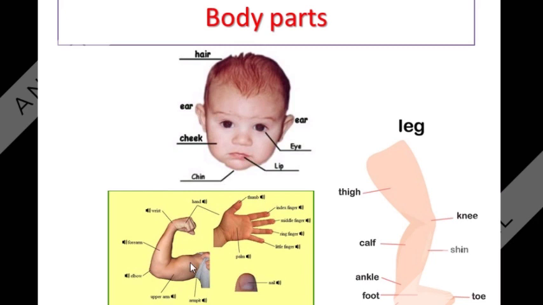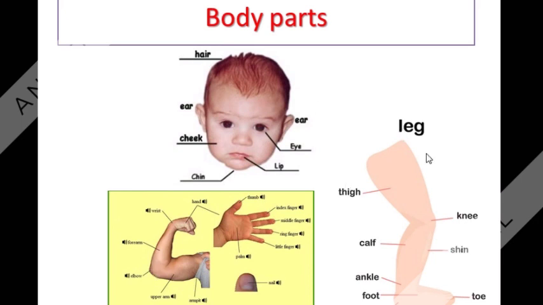In our arms, we have the fingers. This is called the thumb, one that we learned. This is the index, middle, ring, and little finger or pinky finger. And this is our elbow too. Do you know where it is located? Can you touch it? We have it here.